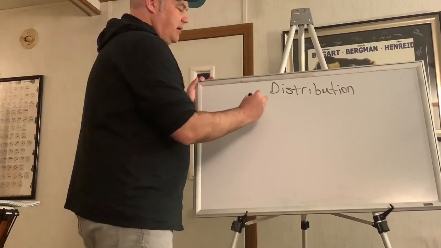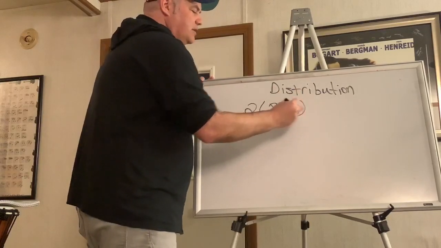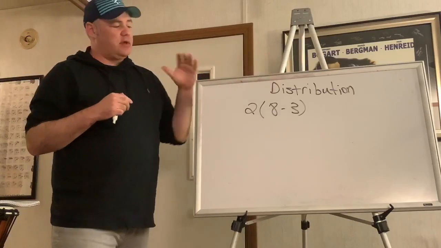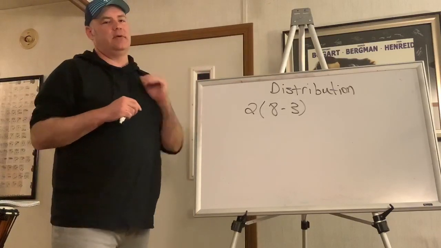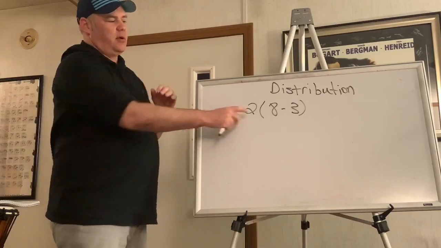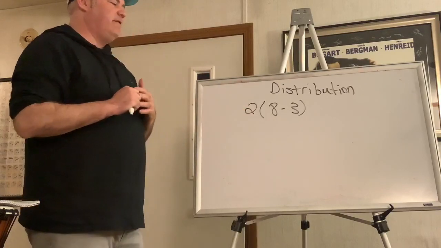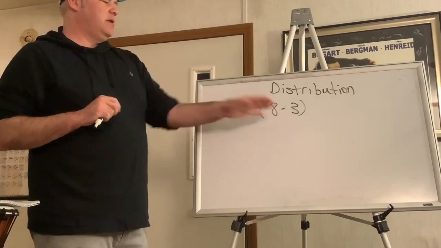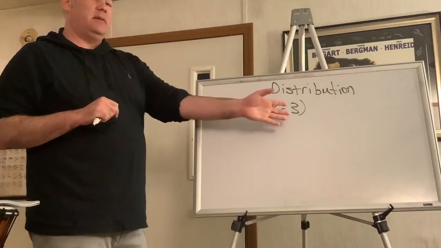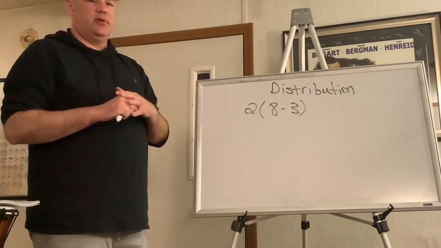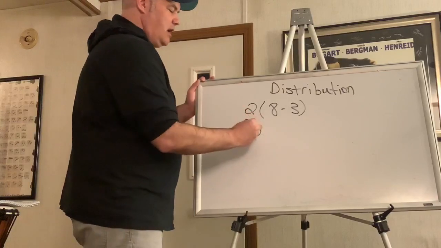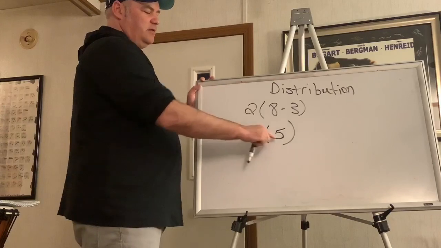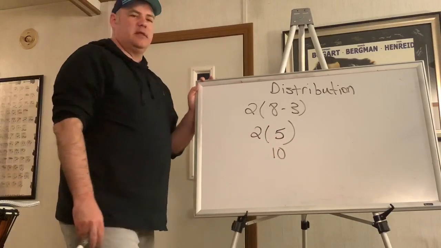I'm going to put this up here and explain that you can use distribution here, but I prefer not to on a problem like this. In fact, some schools teach that you have to distribute right there. You do not have to, and I'll show you why. Let's do it the way I like first. If you're doing PEMDAS, you would work inside the parentheses: 8 minus 3 is 5. Then all you're left to do is 2 times 5 is 10, and that's your answer.